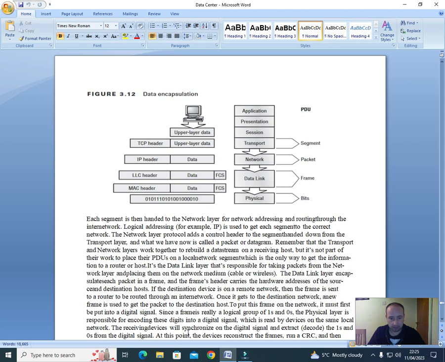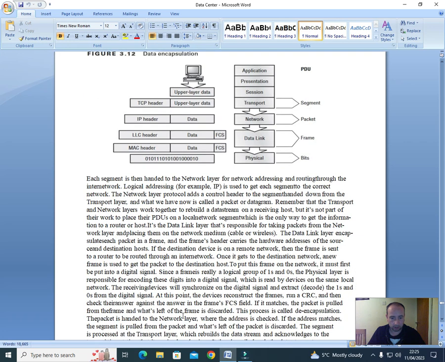The receiving devices will synchronize on the digital signal and extract the ones and zeros from the digital signal. At this point, the device's reconstructed frames run a CRC and then check the answer against the answer in the frame's FCS field. If it matches, the packet is pulled from the frame and what's left of the frame is discarded. This process is called de-encapsulation.